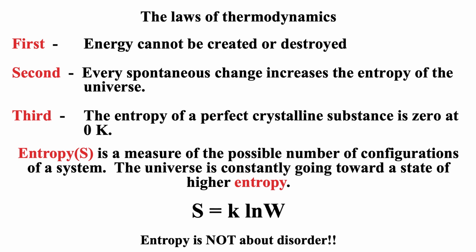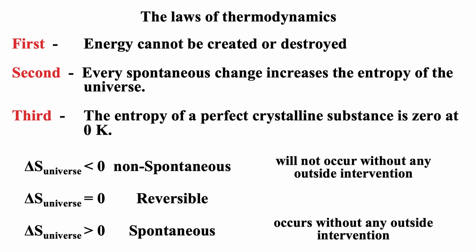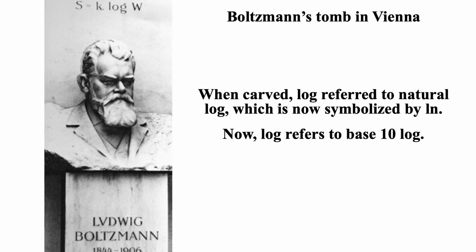Entropy can be quantitative. And so, if a process would decrease the entropy of the universe, we'd call that non-spontaneous. And again, in this context, spontaneous just means occurs without any outside intervention. If the entropy of the universe would increase for a process, we call that spontaneous, which again just means it occurs without any outside intervention. It doesn't say it occurs quickly or instantaneously, just that it occurs without any outside intervention.